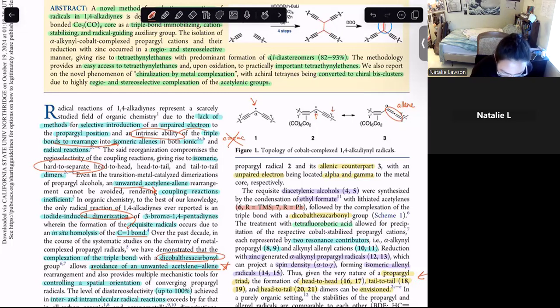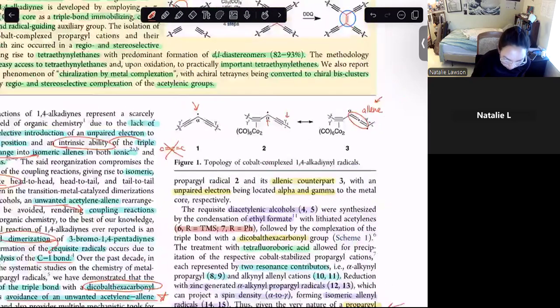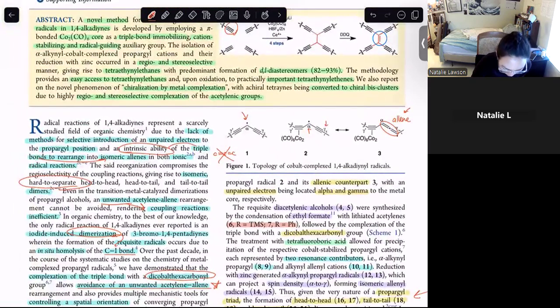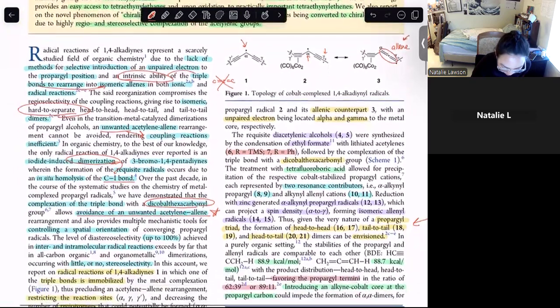So there was a lack of methods for selective introduction of an unpaired electron to the proper position, and an intrinsic ability of the triple bonds to rearrange into isomeric allenes in both ionic and radical reactions. Allenes are just double bonds, so it would naturally rearrange into this thing over here. This is an allene on the right, and they don't want that in this experiment. So it was hard to separate the head-to-head, head-to-tail, tail-to-tail dimers.